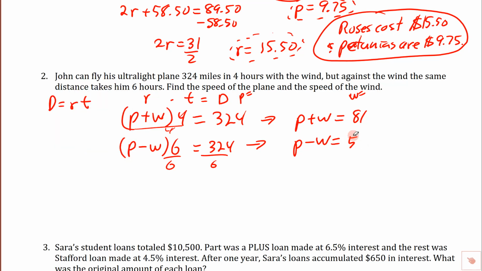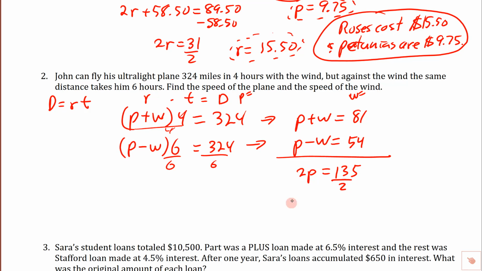Okay, so the cool thing about this is, and this does not work on every single one of these distance problems, but if we set it up this way, we can look for shortcuts like this. So you'll notice that we now have P plus W equals 81, P minus W equals 54, and this is all set up for elimination. So we're just going to combine those together. We get 2P on this side, and then on the other side, let's see, that's going to be a 5, and that's going to be a 135. Yep, we get 135 there.